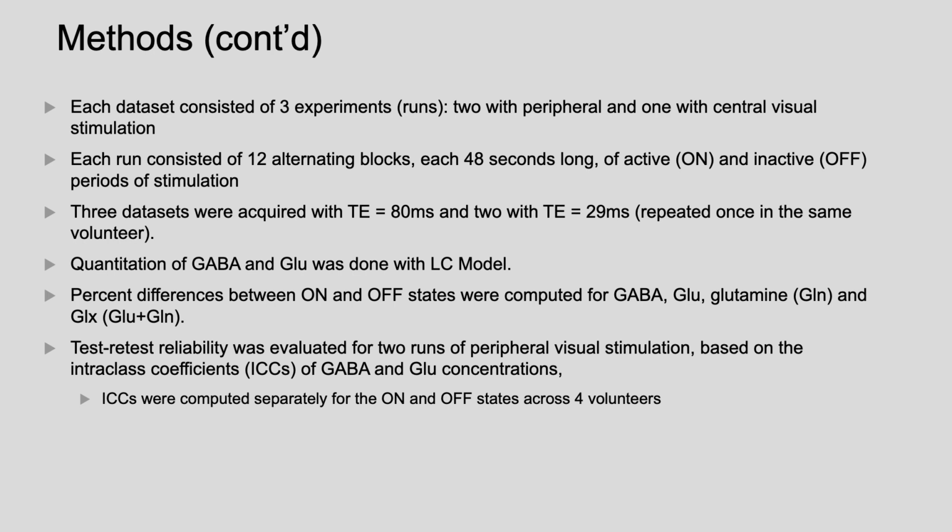We also measured percent differences in GABA, glutamate, glutamine, and the combination GLX, glutamine plus glutamate, between the off and on active states of stimulation. A test-retest reliability was also evaluated for 2 runs of peripheral visual stimulation, and this reliability was measured in terms of the intraclass correlation coefficient, or ICC, for GABA and glutamate concentrations.